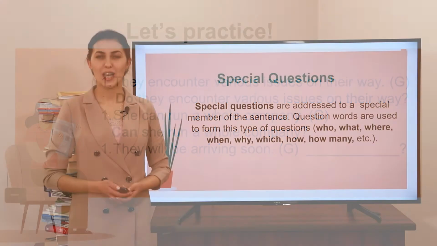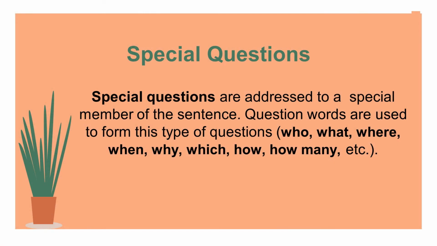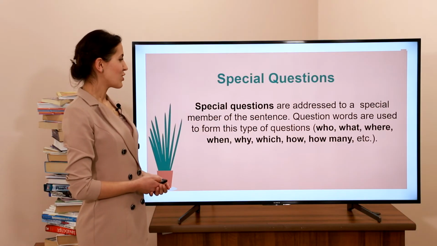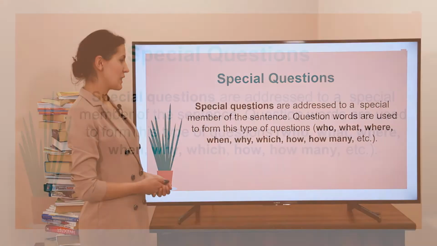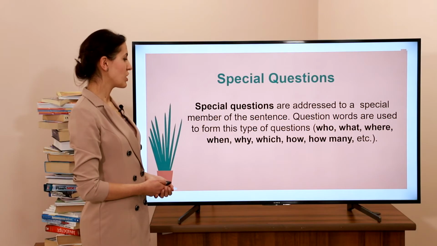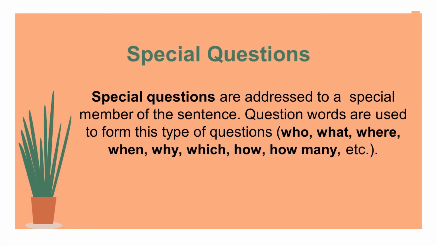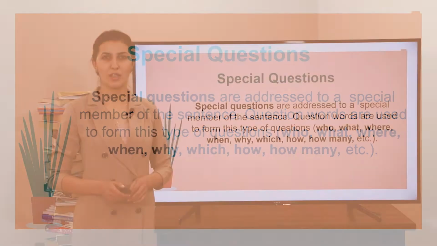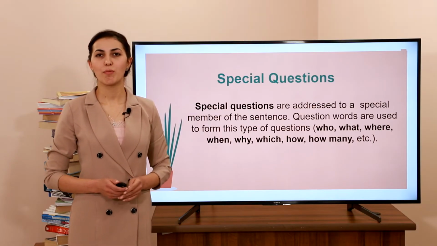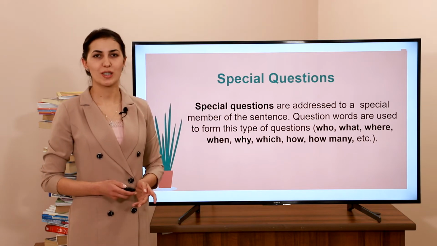Let's go on. The next type of question is the special one, which, together with the first type, is the most popular and most common interrogative sentence in the English language. Special questions are addressed to a special member of the sentence. Question words are used to form this type of question: who, what, where, when, why, which, how many, how long, and so on. If you have noticed, the majority of these question words begin with W and H, and that is why in the grammar literature you may encounter the term WH questions. So this is another name for this type of question.